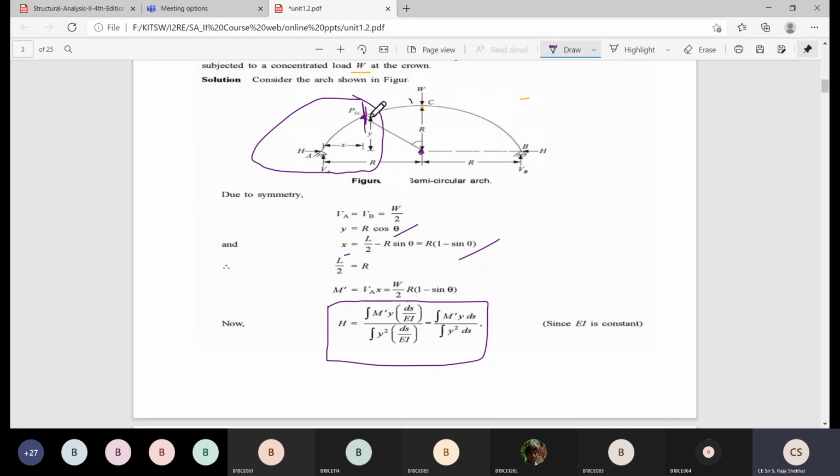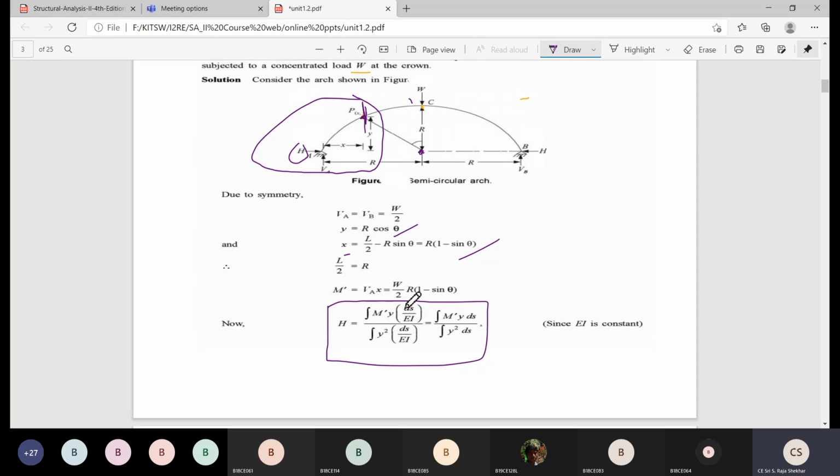Then calculate the moment at x. Moment is equal to force into perpendicular distance. Here the force is VA, so M dash is equal to VA into x. We don't know the H value, so I'm not considering H. So M dash is equal to VA into x.